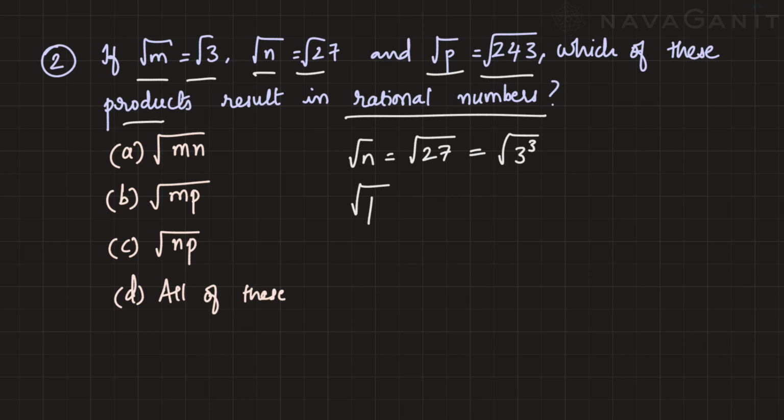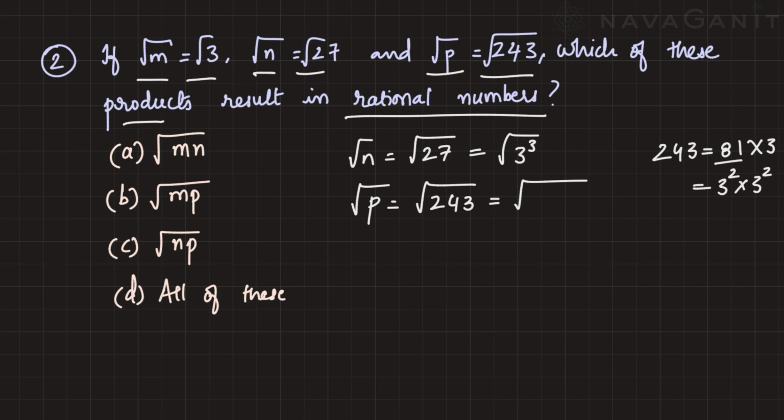Similarly, square root of p is nothing but square root of 243. And what is 243? 243 is nothing but 81 multiplied by 3. And what is 81? 81 is 9 multiplied by 9, that is 3 squared multiplied by 3 squared, multiplied by 3. So this is 3 to the power of 5.